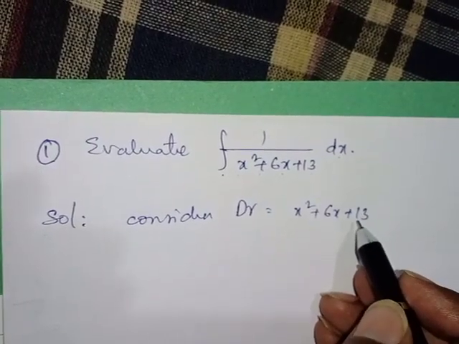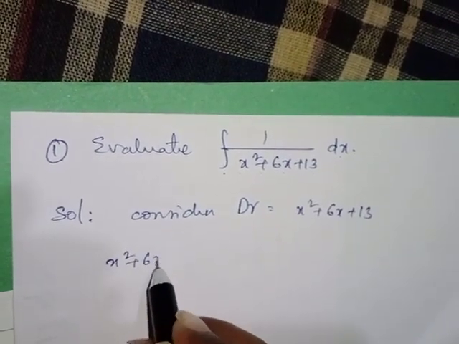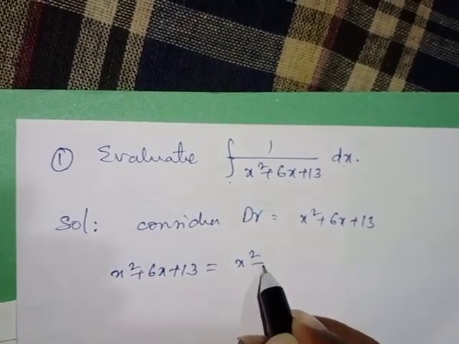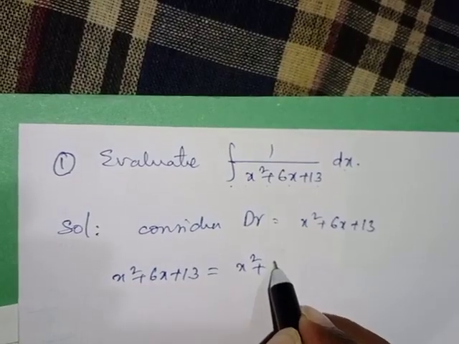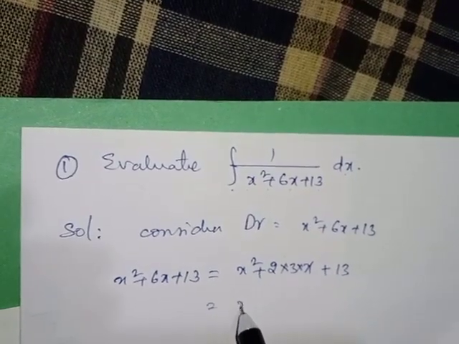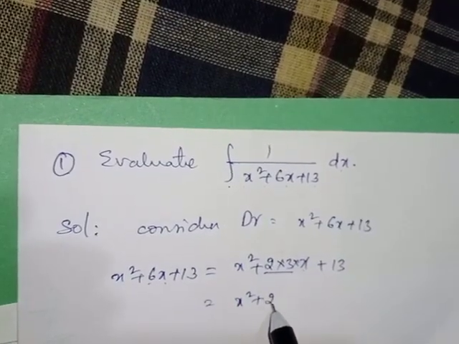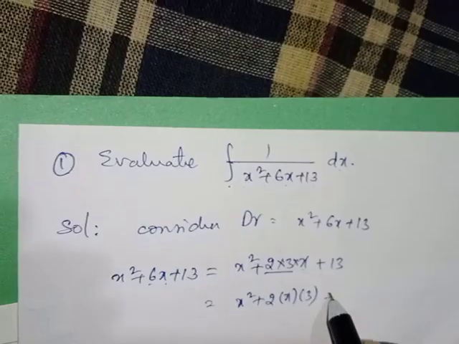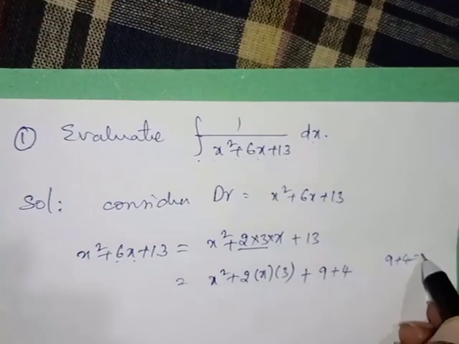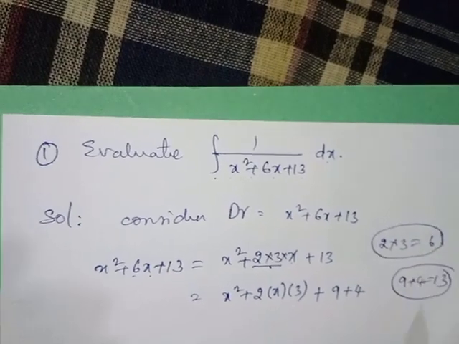expression into the sum or difference of two functions. That is, x square plus 6x plus 13 is equal to x square plus 2 into 3x plus 13. Here 2 into 3 is 6x, and x is as it is. We can write 13 as 9 plus 4, and we know that 9 plus 4 is equal to 13. At the same time, 2 into 3 is equal to 6.